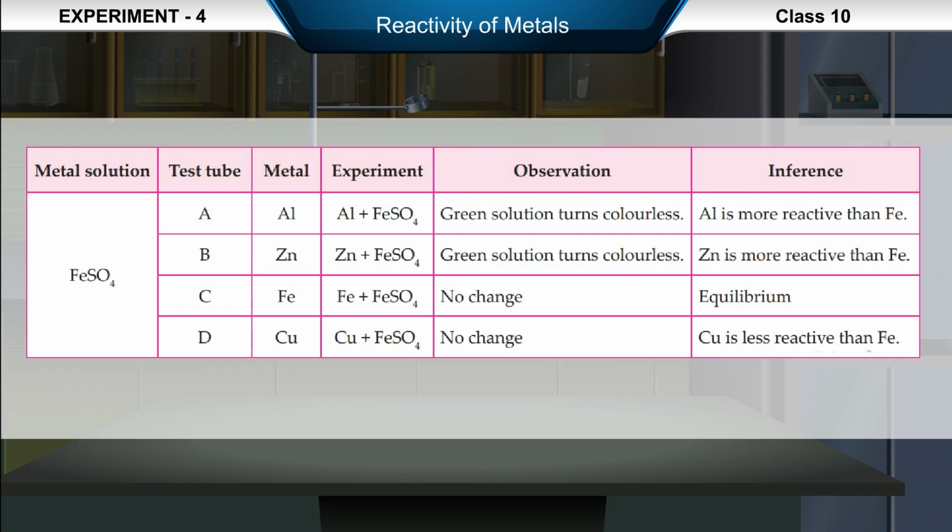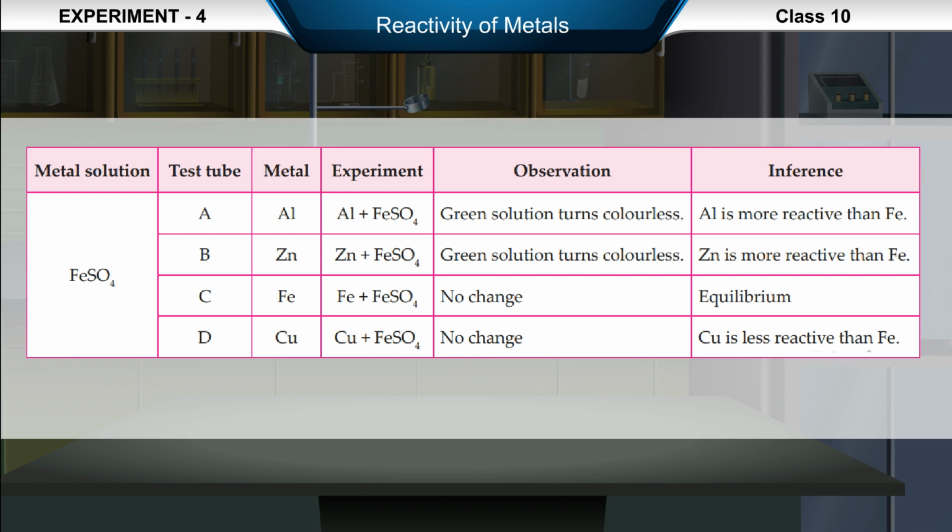Metal, solution FeSO4. Test tube A. Metal: aluminium. Experiment: Al plus FeSO4. Observation: green solution turns colorless. Inference: aluminium is more reactive than iron.